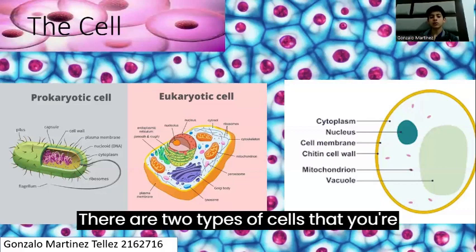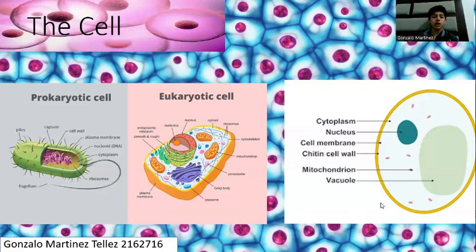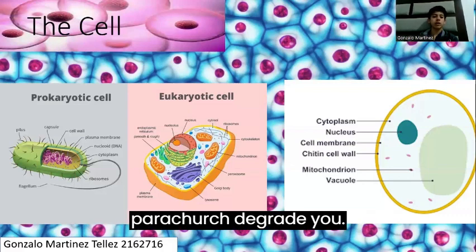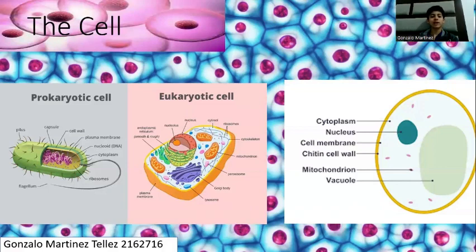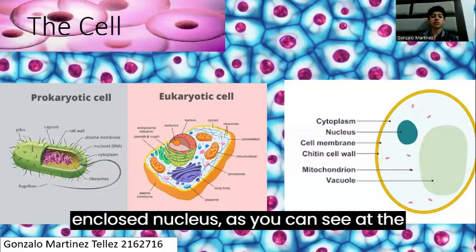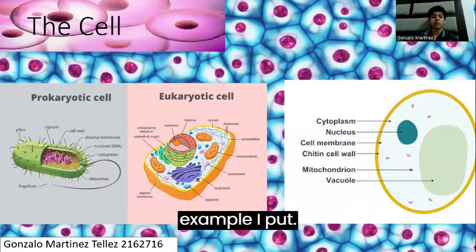There are two types of cells, the eukaryotic and the prokaryotic. The eukaryotic cells are the ones plants and animals have. They are multicellular and the term is given to any cell that has an enclosed nucleus, as you can see in the example I put.